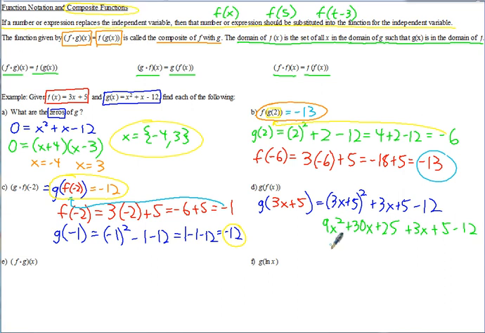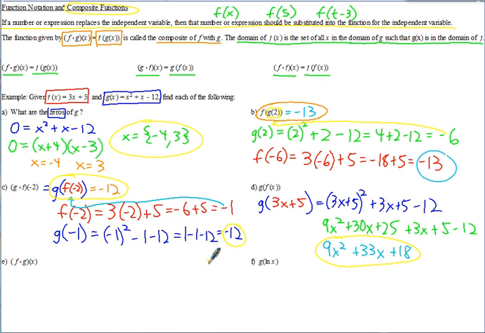There's nothing to combine with a 9x squared, so 9x squared. We've got 30x and 3x gives you 33x. And then 25 plus 5 is 30. Minus 12 gives you 18. So that is what g of f of x would equal. 9x squared plus 33x plus 18.